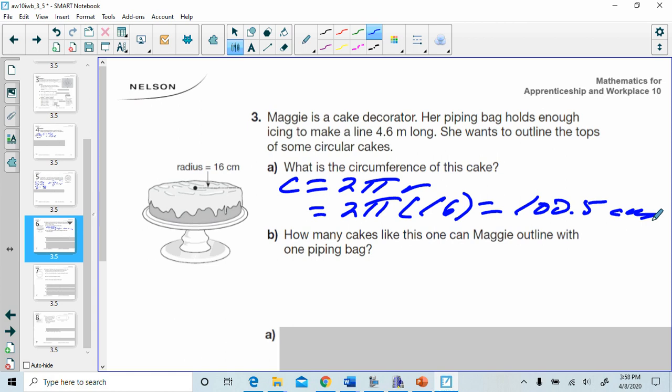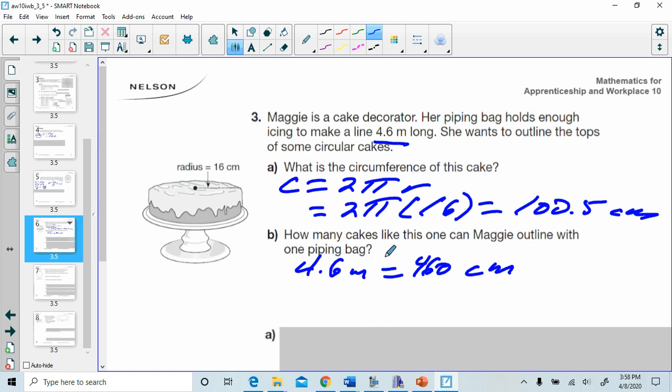Part B. How many cakes like this one can Maggie outline with the piping bag? Okay, so the piping bag says it's 4.6 meters long. We've got enough icing to make a line 4.6 meters long. So first thing we're going to do is take that 4.6 meters, and we're going to convert that to centimeters. So to go from a large unit to a small unit, we multiply. And in this case, by 2 spots. So 10 to the 2, which is 100. So we're going to multiply this by 100. So 460 centimeters is how much the piping bag can hold.